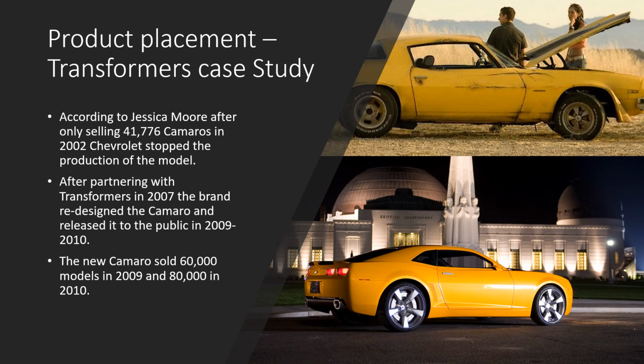and then they brought it back for the movie in a redesign in 2007, and they relaunched the vehicle from 2009 to 2010, and this caused the new Camaro to sell over 60,000 units in 2009 and 80,000 units in 2010, showing the potential of, you place it in a movie and people are going to buy it because they maybe think it's cool and they want to be like that. Something that Chevrolet also did with the Camaro was that in 2010 they made a Transformers edition, which also sold very well.